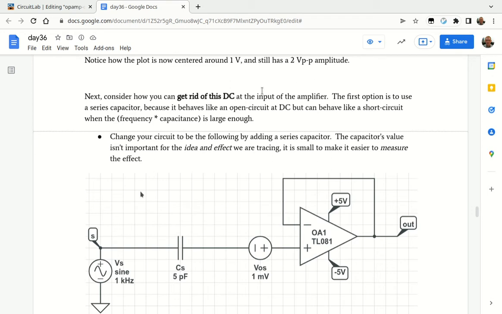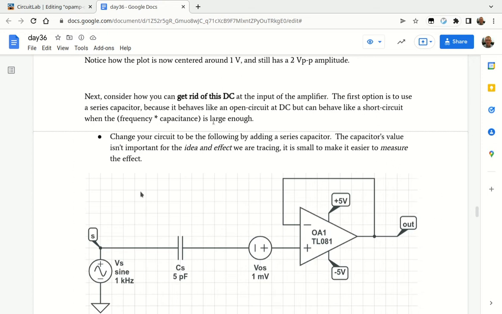So next up, we're going to consider how we can get rid of this DC at the input to the amplifier, because I don't want it. Your last homework problem has some DC. It's the DC offset of your op amp. It's homework number 14, but you don't know what to do with this, perhaps.